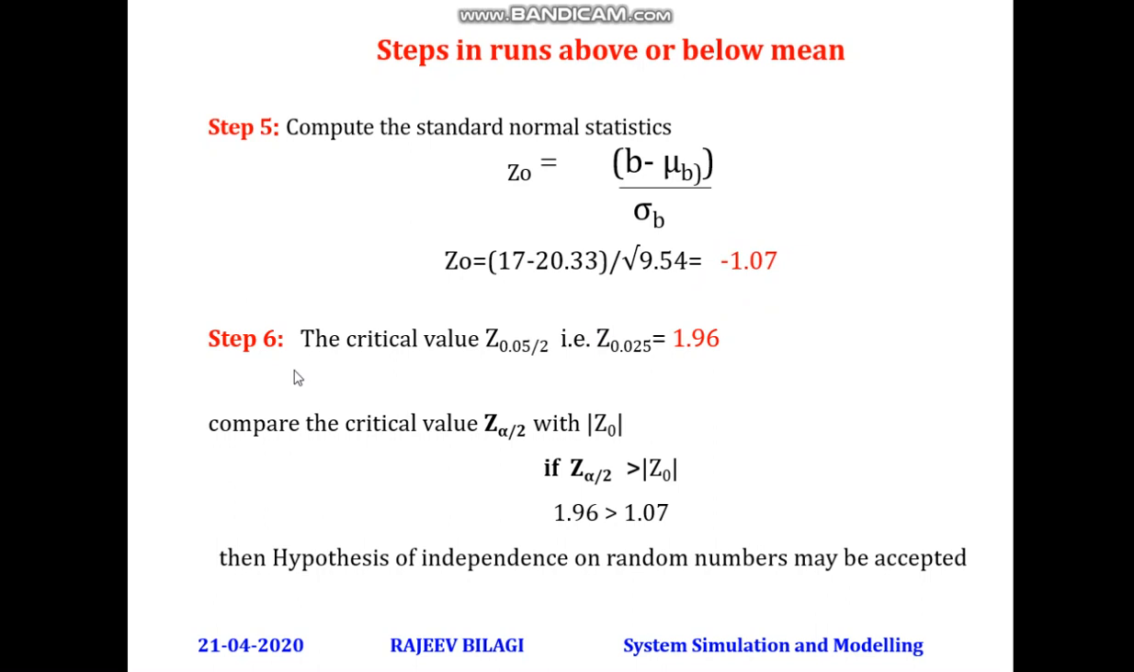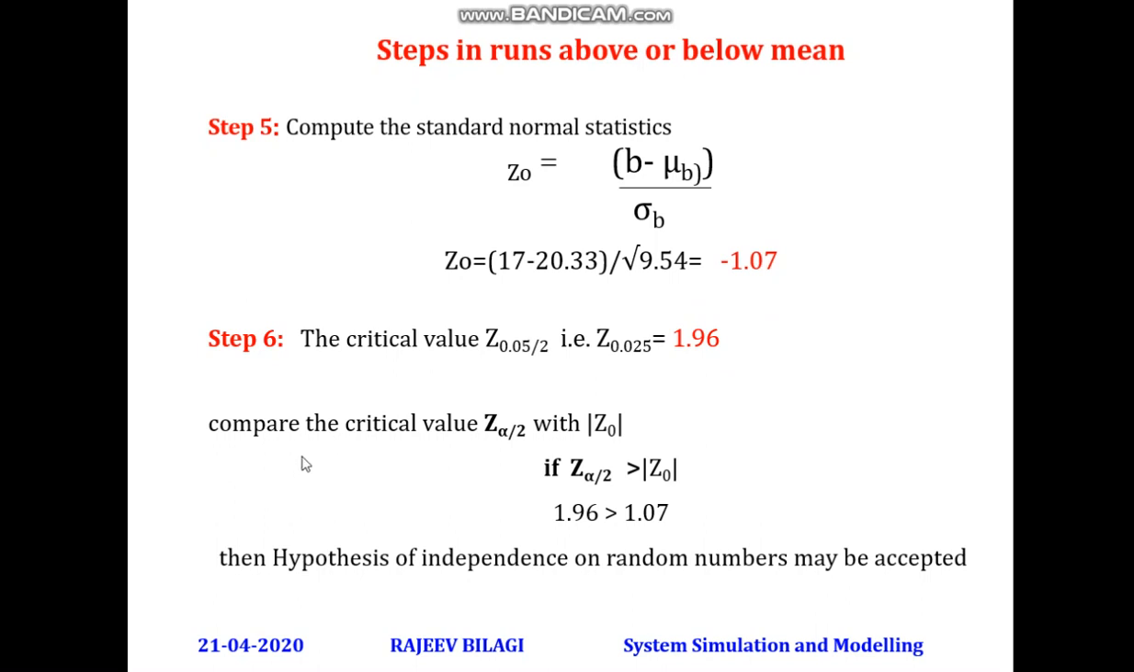Now after this step you need to find out the critical value. Critical value equal to z of 0.05 divided by 2, that is this value 1.96. You need not worry about how you are going to get this value. These are all standard values which are there in the simulation table. They have done a lot of experiments and they have come up with these standard values.